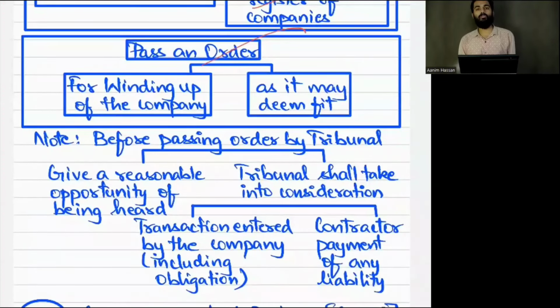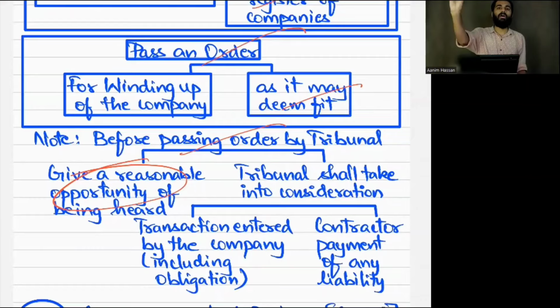Pass an order for winding up, or whatever order the CG deems fit, the CG will pass that. But before passing the order, the tribunal will keep 3 things in mind. What? First, giving an opportunity of being heard. So the company will tell why they did this.